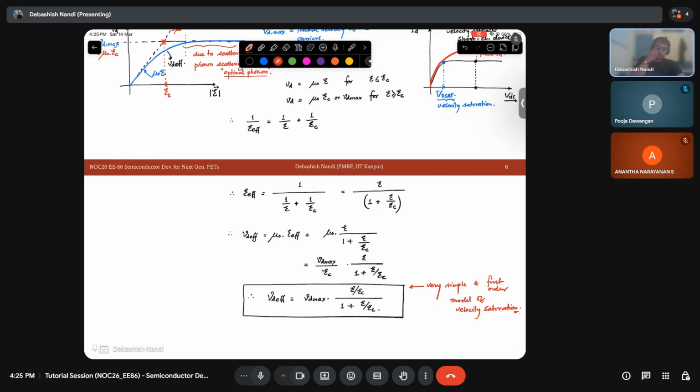Okay. So we'll see, because I have not derived the current voltage characteristics for your MOSFETs. So I planned to do it including velocity saturation. So that I'll do now. It is very simple. Okay. Just you have to follow what I am doing.